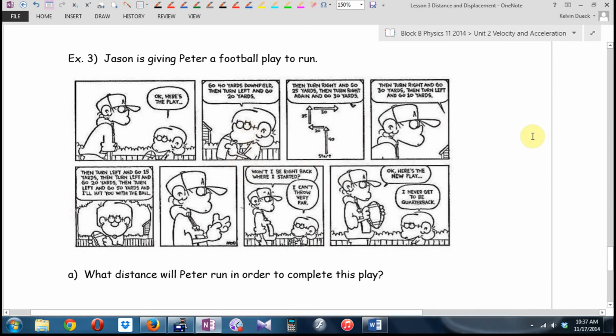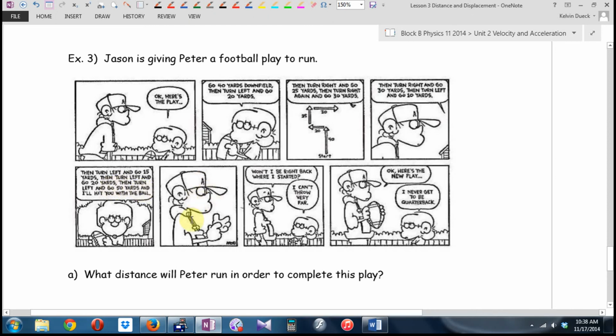So you ready? Here's the football play. Okay, here's the play. Go 40 yards downfield, then turn left and go 20 yards, then turn right and go 25 yards, then turn right again and go 30 yards, then turn right and go 30 yards, then turn left and go 10 yards. Then turn left and go 15 yards, then turn left and go 20 yards, then turn left and go 50 yards, and I'll hit you with the ball.